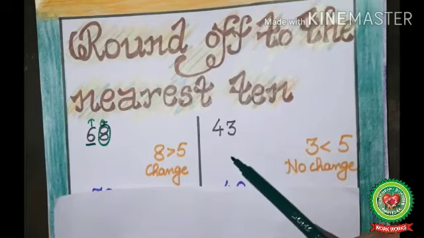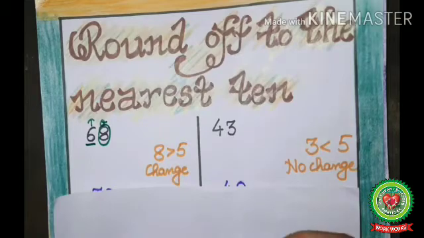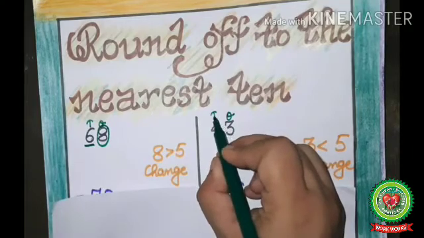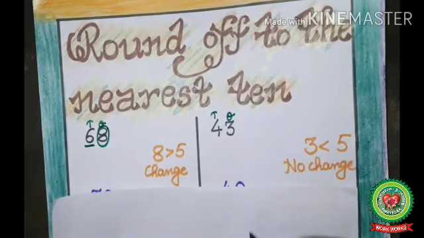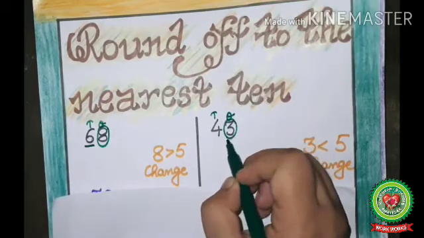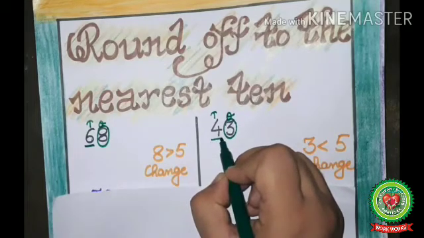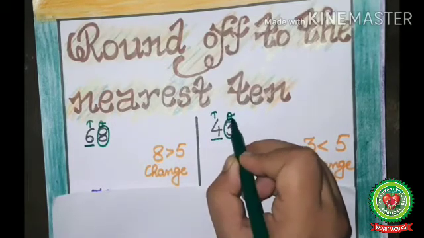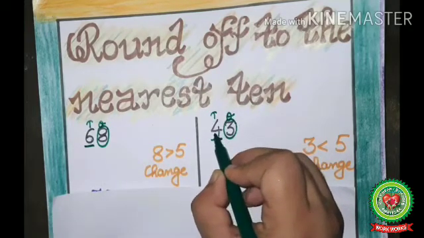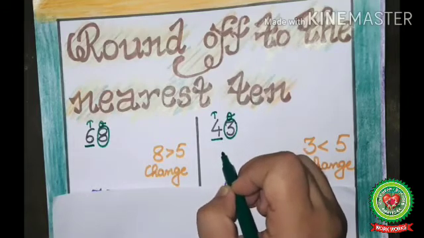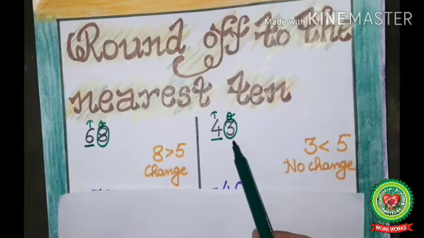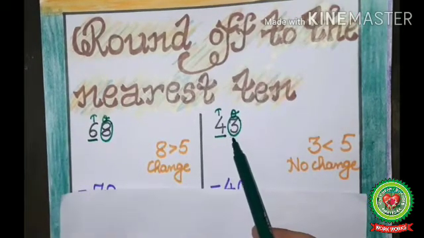Now students, again what is the first step? First step is write down the place value table, ones and tens. Second step is circle digit at ones place and underline the digit at tens place. 3 is at ones place, so we will circle 3. 4 is at tens place, so we will underline 4. Next step is do comparison. We will compare this 3 with 5.